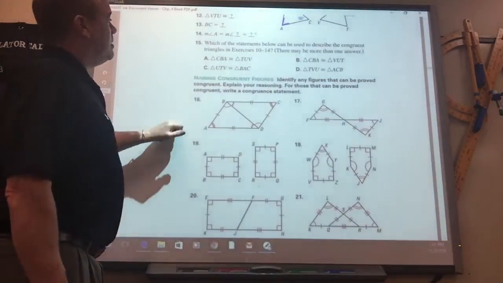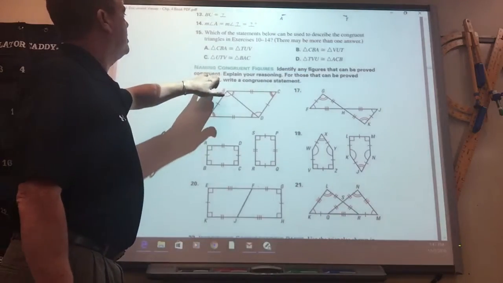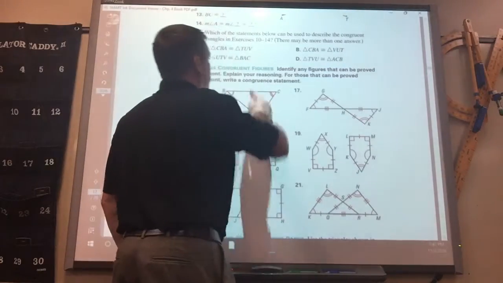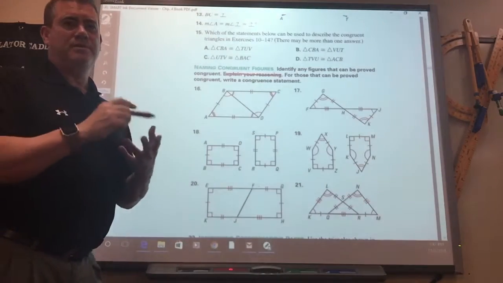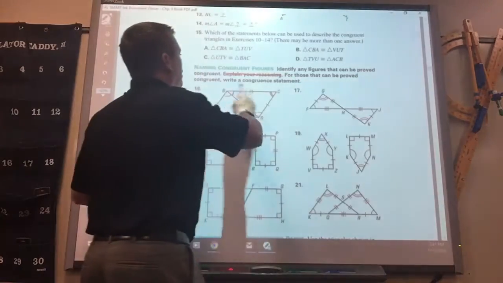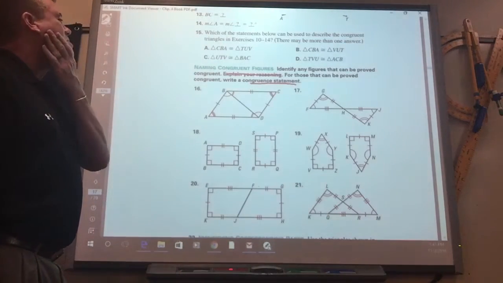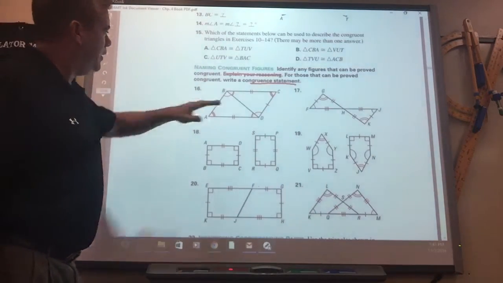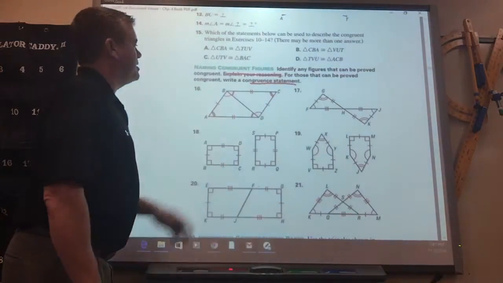Now down here, identify the figures that can be proved congruent. You don't need to explain it, because if they are congruent, all the corresponding parts and angles are congruent. For those that are congruent, write the congruent statement. So, here there's two triangles. Here there's two triangles. I'll do 16.